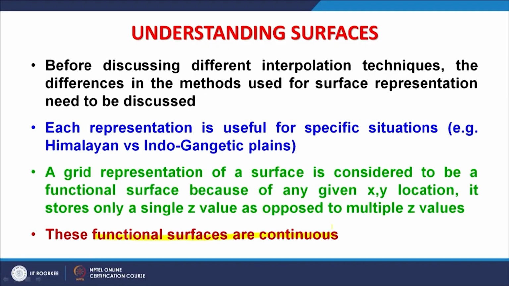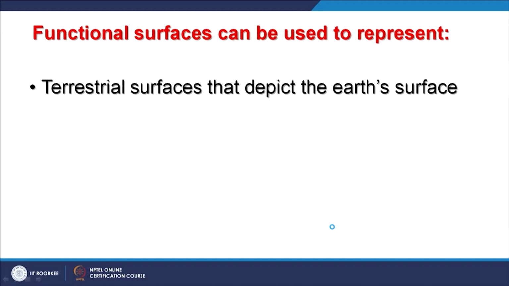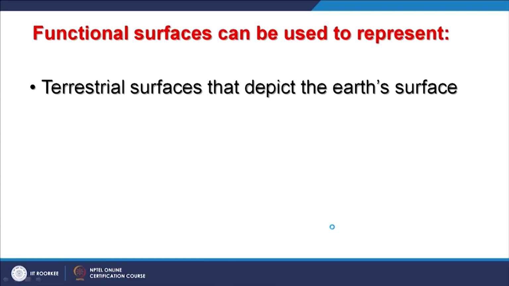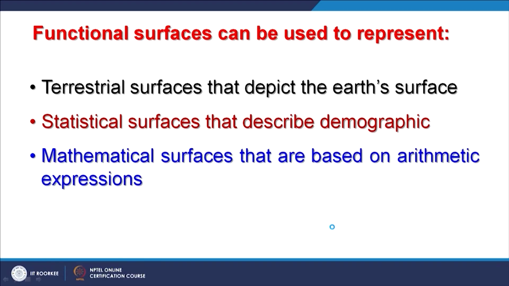So, this way also, as you know, these functional surfaces are continuous surfaces. Now, functional surfaces can be used to represent terrestrial surfaces, because in topography we use them a lot for identifying or even extracting watershed boundaries, drainage networks or stream ordering. So, for terrestrial applications, digital elevation models have really a lot of use. And of course, statistical surveys describe demographic mathematical surfaces that are based on arithmetic operations.